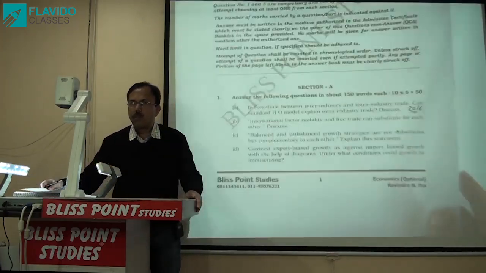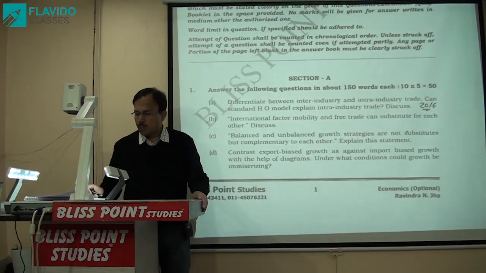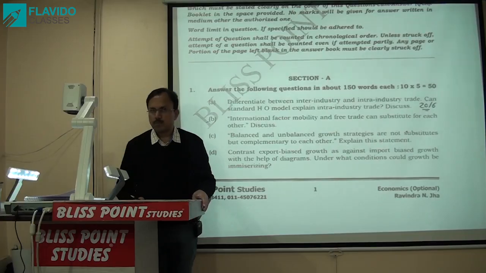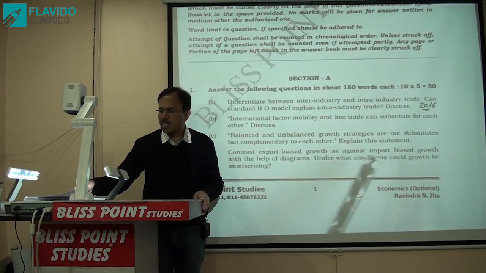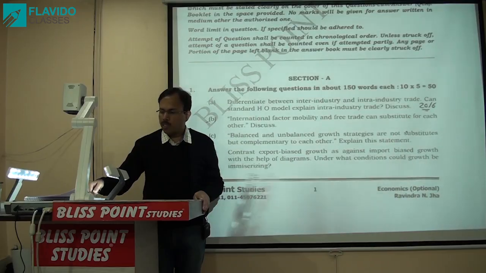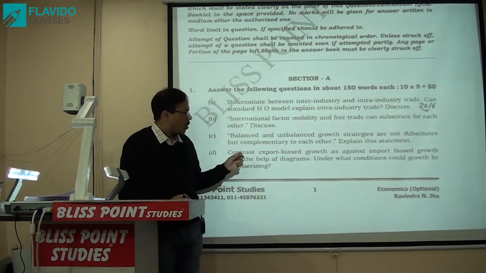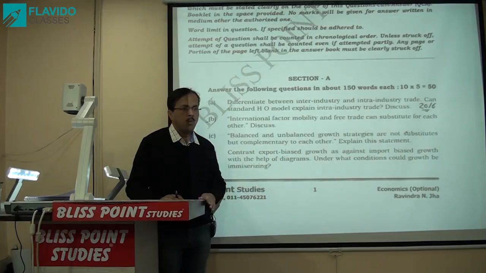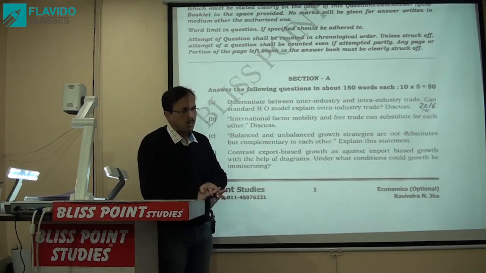Okay, on the international questions, within international, question number D: Contrast export bias growth as against import bias growth with the help of a diagram. Under what condition could growth be immiserising? Again, this is a most frequently asked question. Contrast export bias growth and import bias growth, and in what condition growth could be immiserising growth.